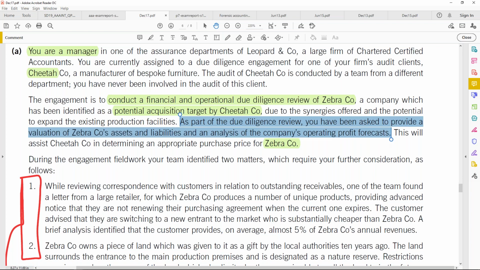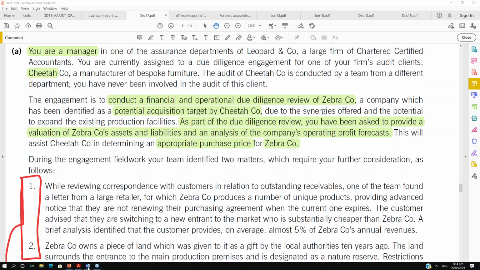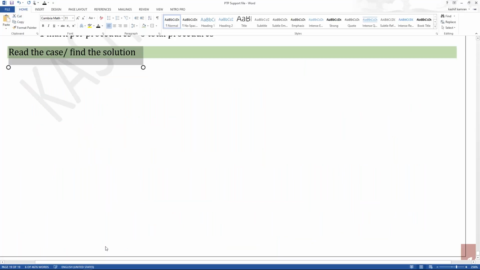Can you understand that this is your scope? What you need to do as Leopard? You have been asked to provide the valuation of the Zebra company assets and liabilities and an analysis of the operating profit, which will help the buyer in determining the appropriate purchase price for Zebra. So, are you determining the price? No, which will help the buyer in determining the purchase price for Zebra. So, I'm just copying your scope here, which is important information. What is your scope as Leopard?